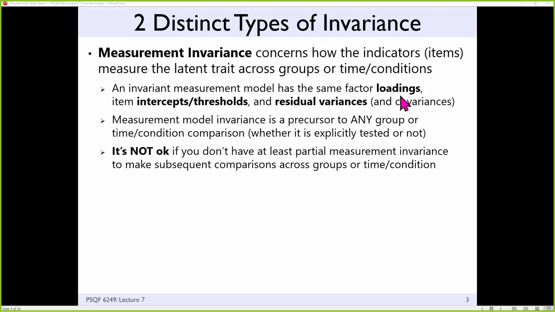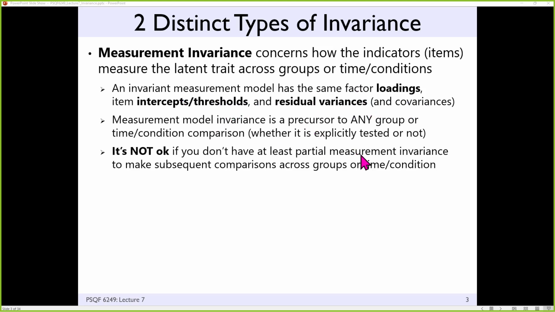So the key idea usually is focusing on loadings, and either intercepts or thresholds, which is differentiating whether it's a linear model where the factor predicts the item response directly, or a nonlinear model where the factor predicts the link function directly instead. And then residual variances depend on the method of estimation.